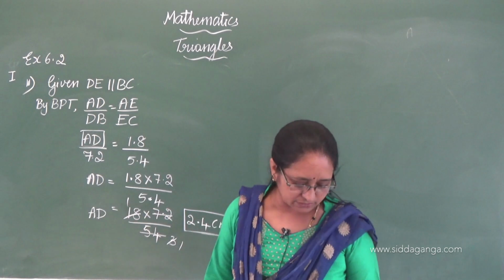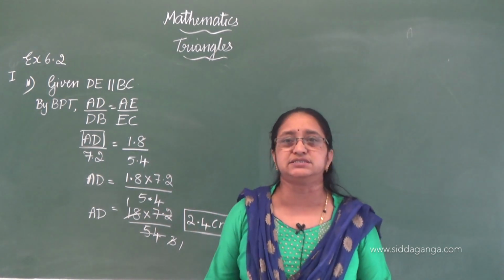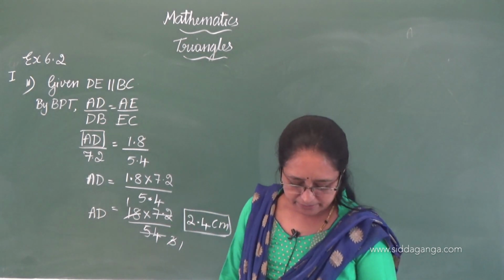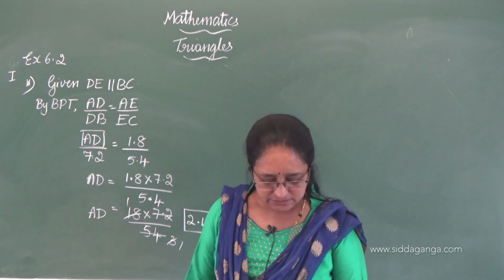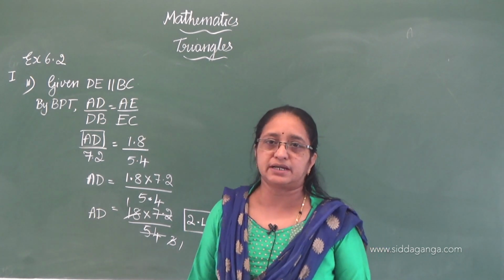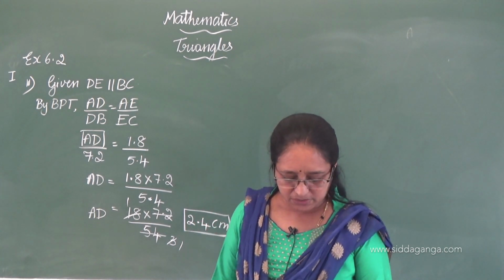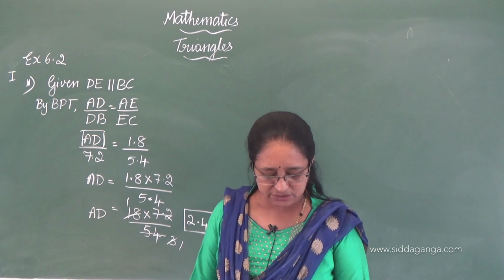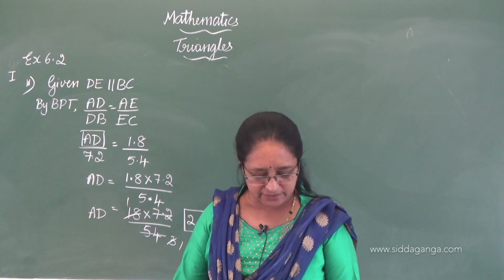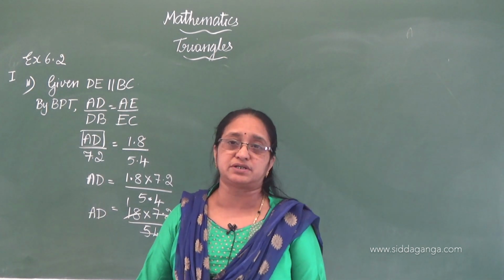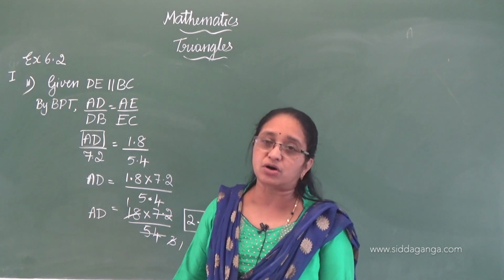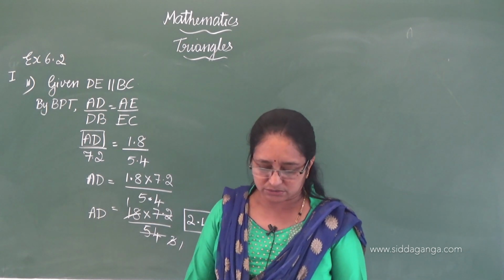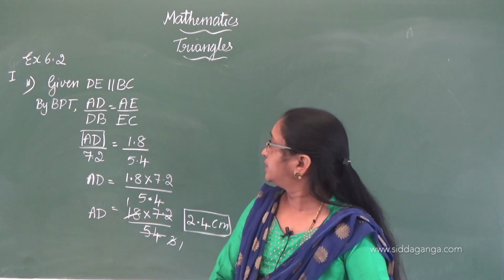So easily you can solve the first one also. There the unknown is EC, so definitely by using BPT you can find it out. Now second main also, only thing is they have not given the diagram, that's all. E and F are the points on the sides PQ and PR respectively of a triangle PQR. For each of the following cases you have to state whether EF is parallel to QR or not. See how will you do it?